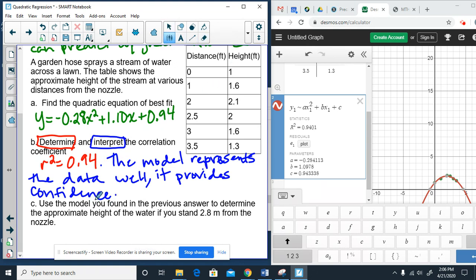All right, now we're going to use the model to determine if you stand 2.8 meters from the nozzle, what would the height be? So let's go ahead and look at what variable, what input or output are we talking about? So here we're looking for if you stand. So if you're standing away from something, we're looking for the distance. Oh, and this should be feet. Make that the correct unit. All right, so this is the input or the x of our function. So we could use this function we found in A and actually do the calculation.